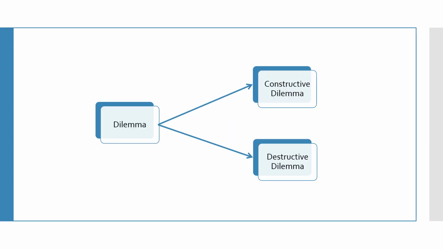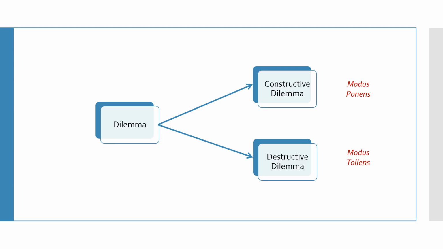Now, a dilemma breaks down into two different types. We have a constructive dilemma or a destructive dilemma. And the difference here really just appeals to the use of either the rules of modus ponens or modus tollens. A constructive dilemma works by affirming things using the rules of modus ponens. A destructive dilemma works by denying things, and it's just using the rules of modus tollens.